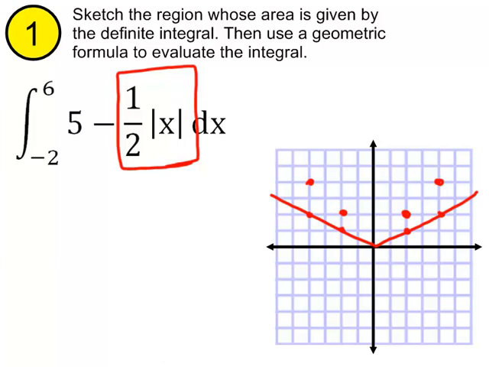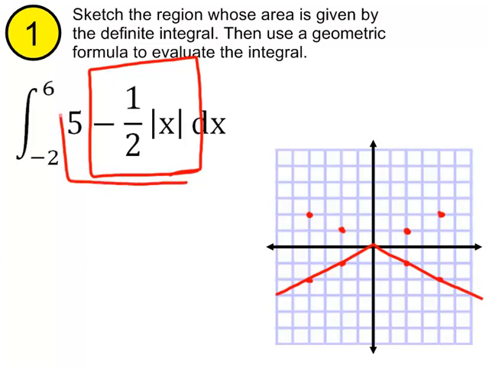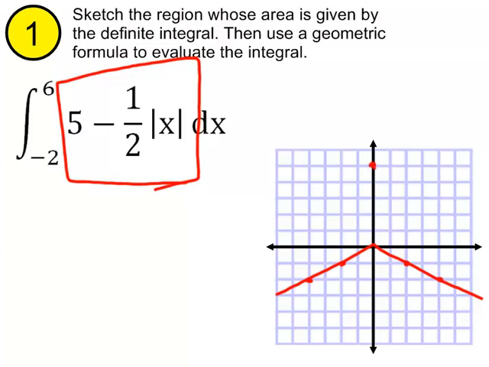And then we'll expand our view a little further and say, what about that negative in front of the 1/2? Well, that's going to flip or reflect across the x-axis. So now our graph looks like this. And finally, I say, okay, what about this 5? Well, that's going to move everything up 5 units. So we'll now have a graph that looks something like this.